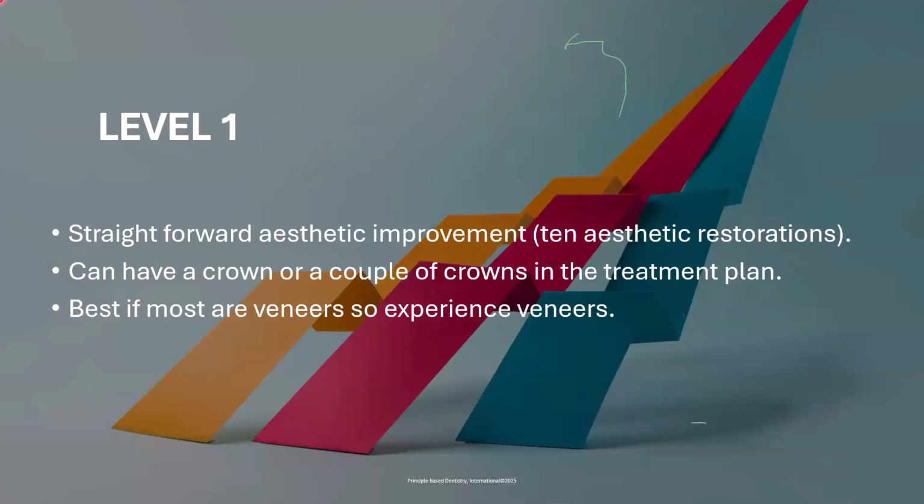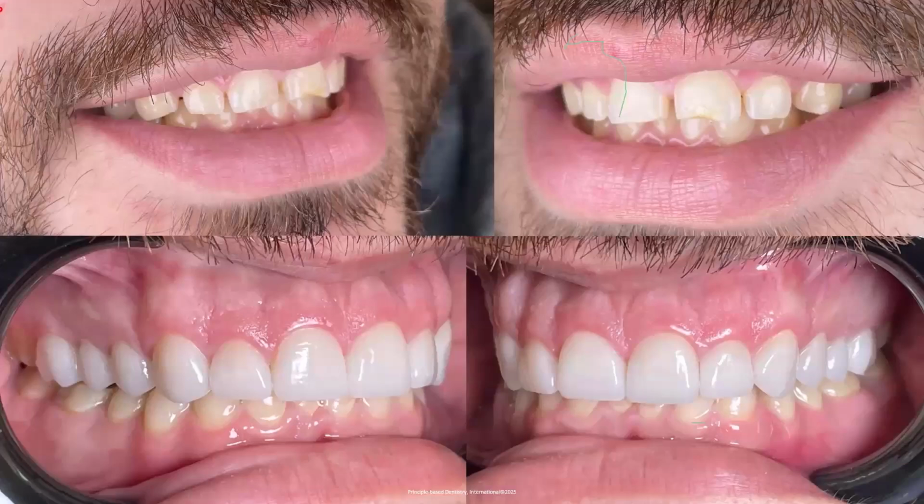You can even have two crowns, but try not to do 10 units of crowns, because most of you learned how to do crown preps in dental school, but you didn't learn how to do veneer preps in dental school. So the more veneer preps we have a chance to show you how to do, the more you'll get out of it. So the more of those 10 units that are veneers, the better. Preferably you're going to do 10 units of veneers, but if you have a crown here or there, that's fine.